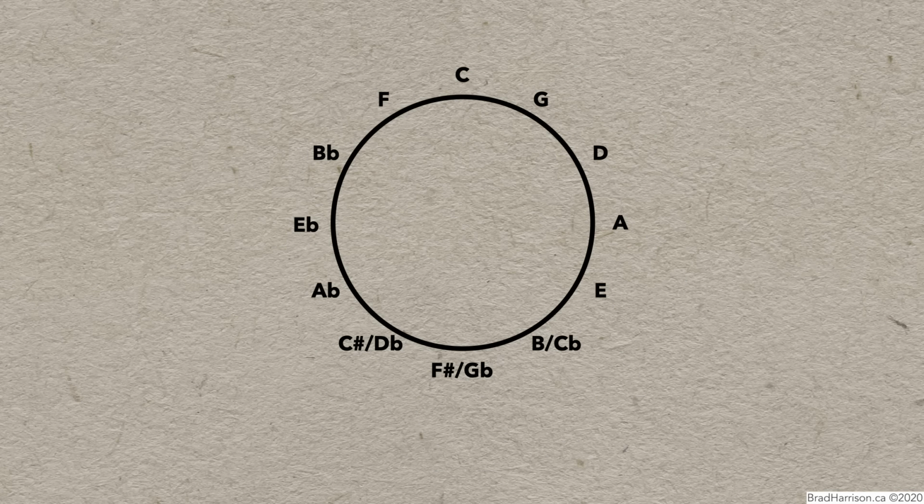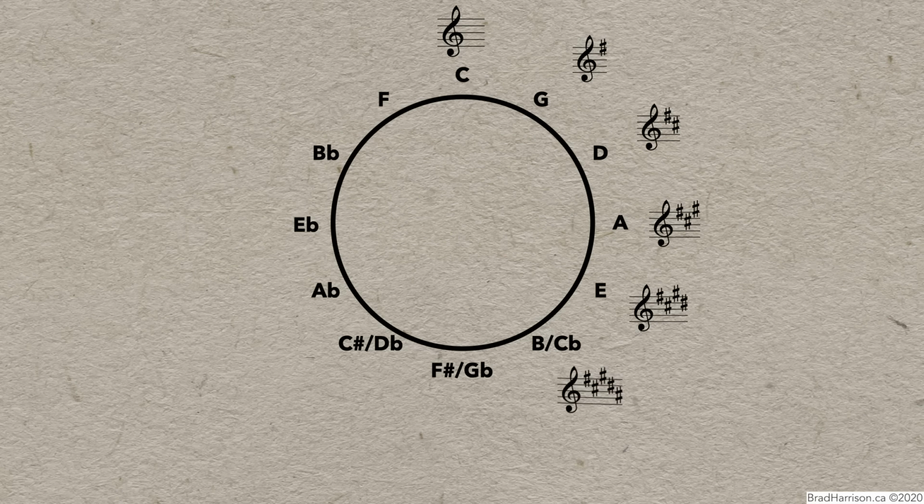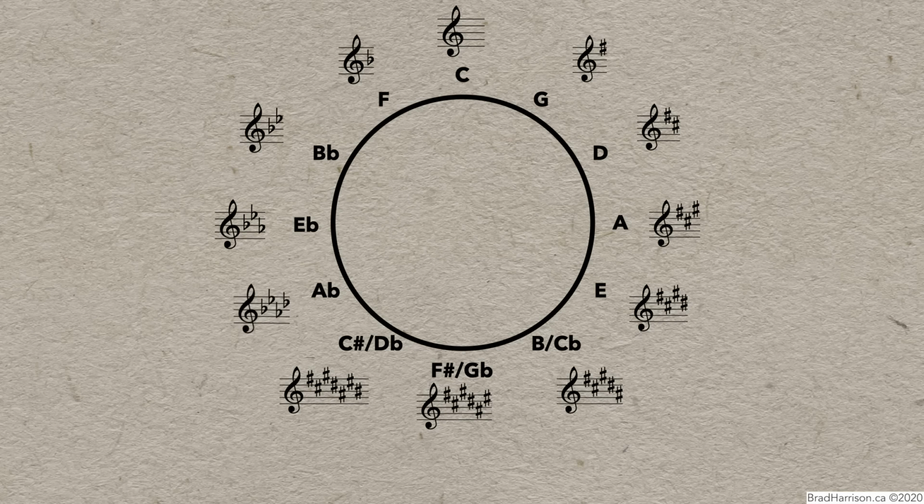Starting at the top of the circle, C major has no sharps or flats. But as we go around the cycle clockwise, we start adding sharps. G major has 1 sharp, D major has 2 sharps, A has 3, E has 4, B has 5, F sharp has 6, and C sharp major has 7 sharps. Going the other way adds flats. The key signature for F major has 1 flat, B flat has 2 flats, E flat has 3, A flat has 4, D flat has 5, G flat has 6, and C flat major has 7 flats.